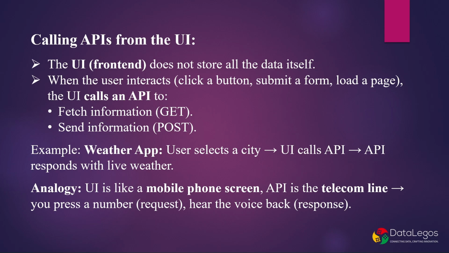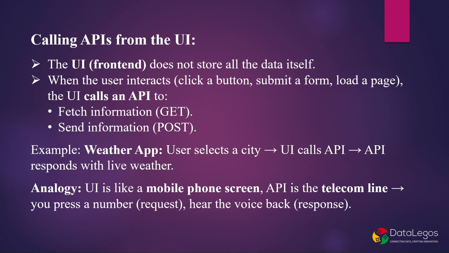Calling APIs from the UI. The front end, or UI, doesn't store all the data itself. Instead, it calls APIs whenever it needs information. For example, in a weather app, when a user selects a city, the UI calls the weather API and gets live data. In a banking app, the UI calls the backend to fetch the account balance.